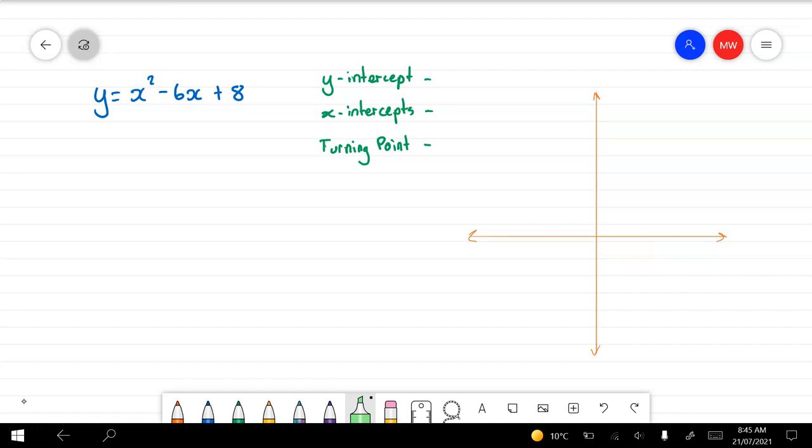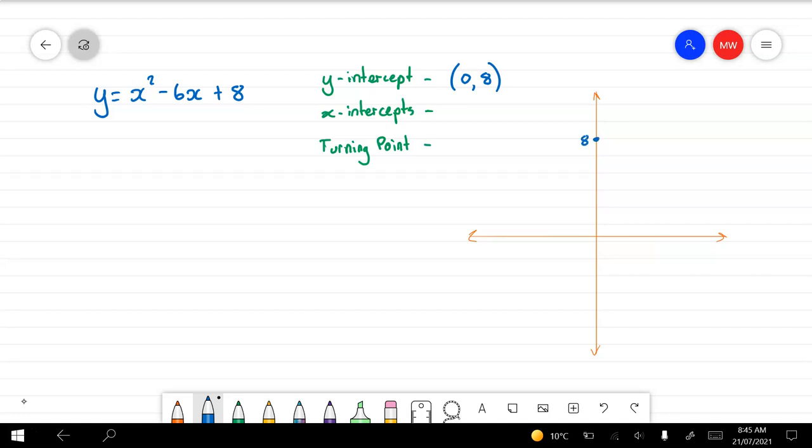The y-intercept's really easy to identify when it's in expanded form. Just like in linear, it's the constant, the number on the end. So we know that the y-intercept happens when x is 0, y will be 8. And we can mark that at 8.